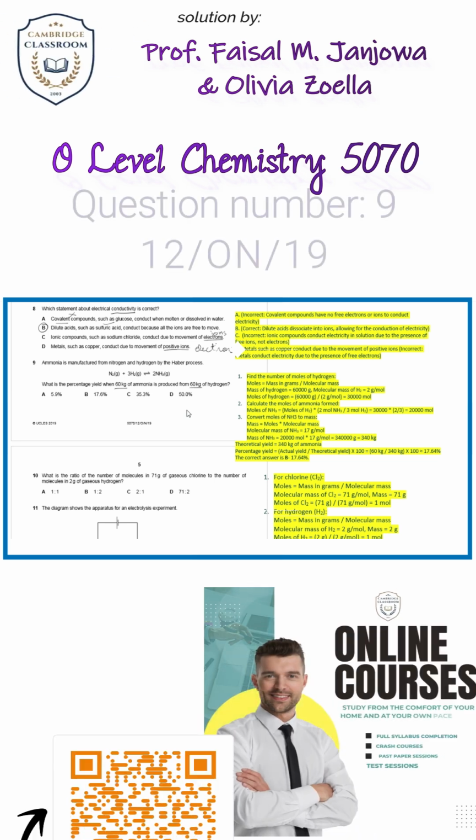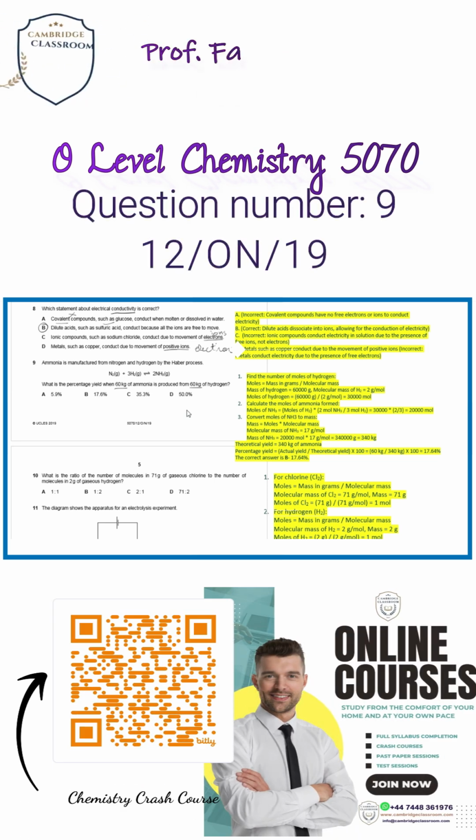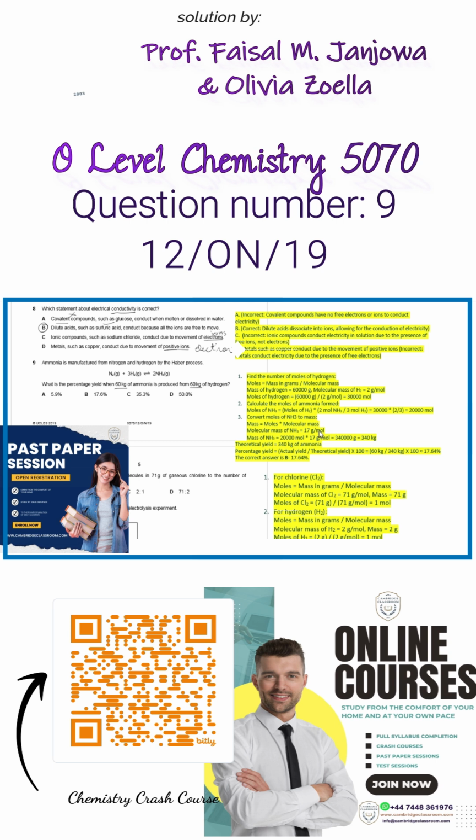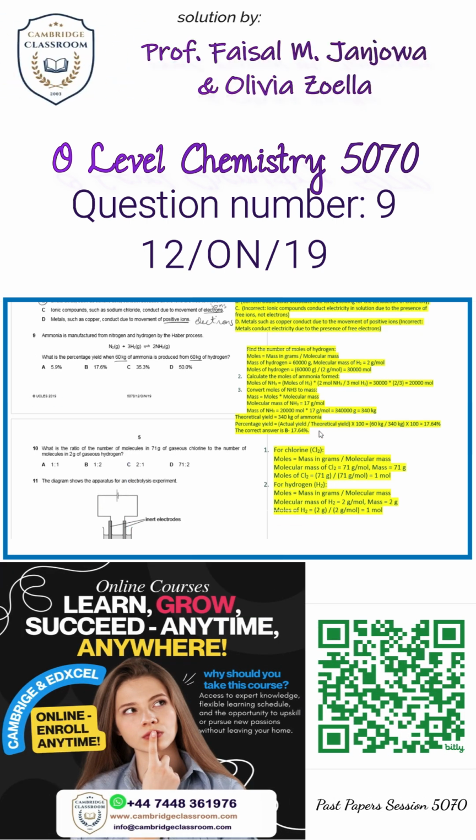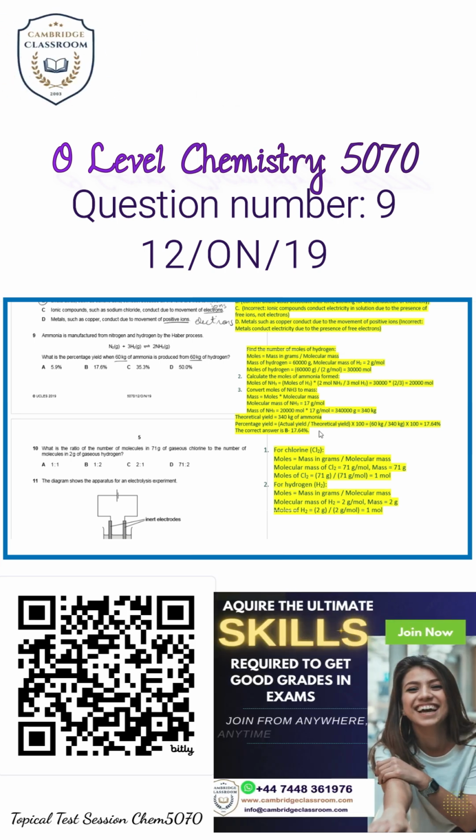The formula for percentage yield is actual yield / theoretical yield × 100. The actual yield is given as 60 kg of ammonia. Let's calculate the theoretical yield.